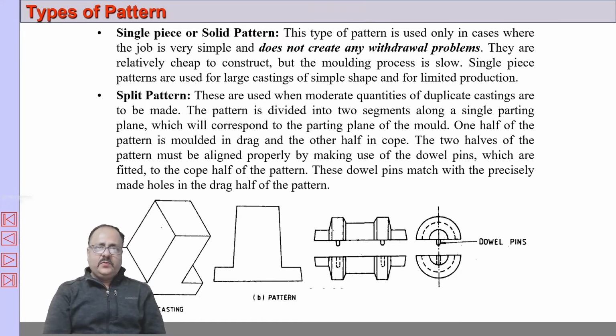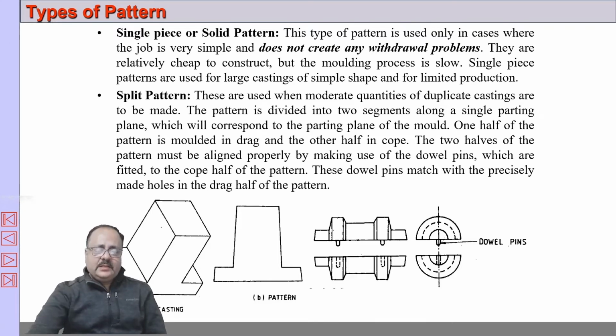Okay, so with this we move on to different types of pattern. Patterns are of various types. The most common type is the single piece pattern or solid pattern. A single piece pattern, as the name suggests, consists of a single piece. The reason we make it a single piece is that it is easy to take out. Certain shapes cannot be taken out using a single piece pattern.